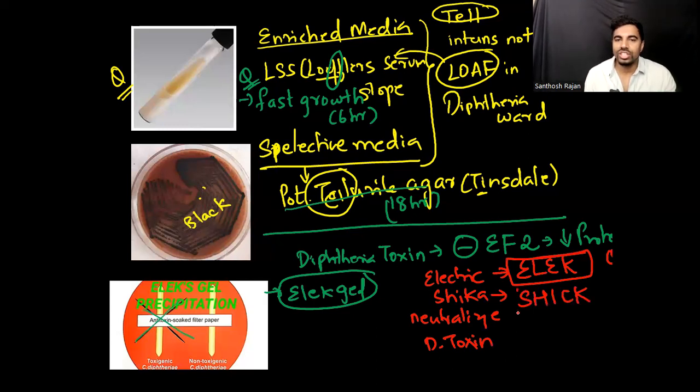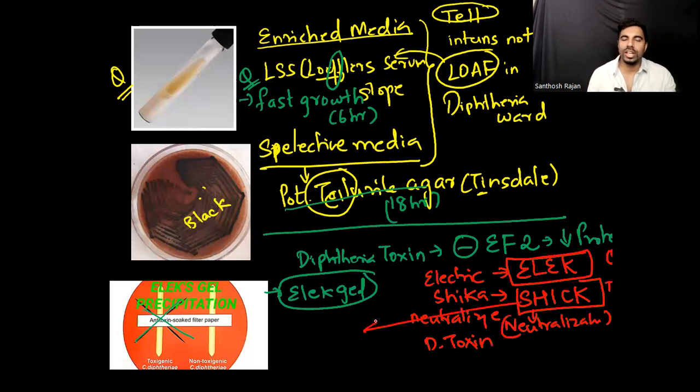Schick test is a type of neutralization test. Shika neutralizes. But the most important thing about the Schick test is what it detects: susceptibility. S for susceptibility, Shika S for S.